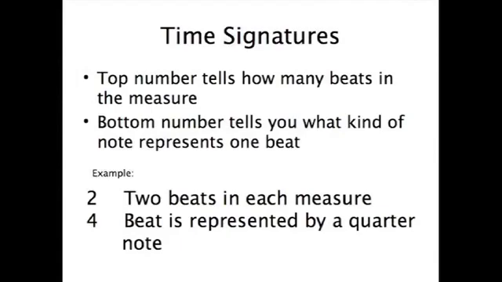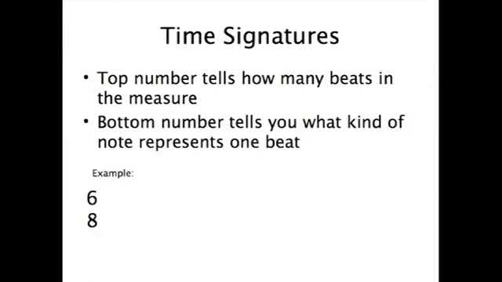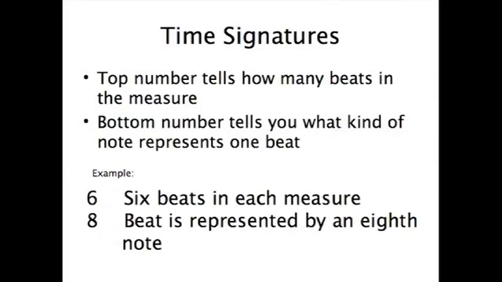Another example, 2/4. So similar to a 4/4, except the measure will only have 2 beats in each measure, but the beat is still represented by a quarter note. A couple more examples here. And 6/8, we're going to talk about compound versus simple in a moment here, but very strictly speaking, 6/8, 6 beats in each measure. The beat is represented by an 8th note. So the 8 on the bottom says there are going to be 6 8th notes in every measure, or something that is equal to 6 8th notes.